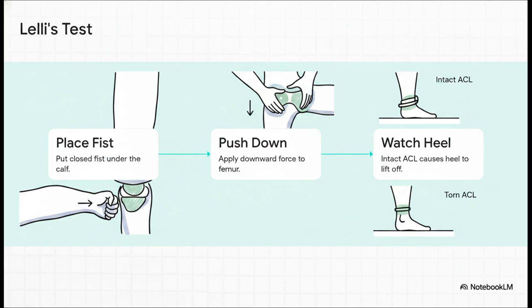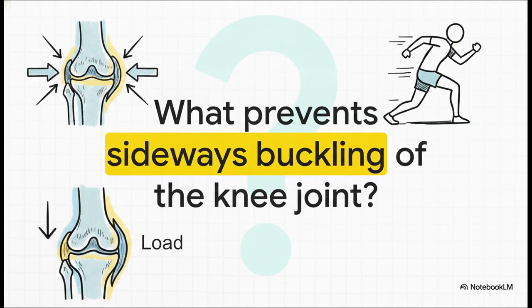You literally just place your closed fist right under the upper third of the patient's calf. Then you press down firmly on their lower thigh. If the ACL is intact, it acts just like a tether. That downward push on the thigh will make the heel pop right off the bed, like a seesaw. But if the ACL is torn, the tibia just slides forward and that heel is going to stay completely glued to the table. So we've got front-to-back stability completely covered.